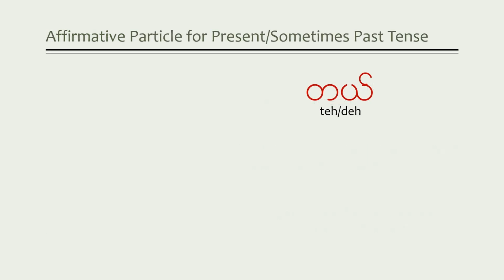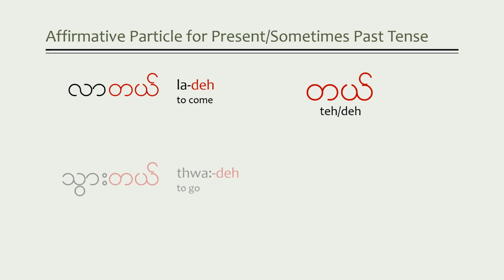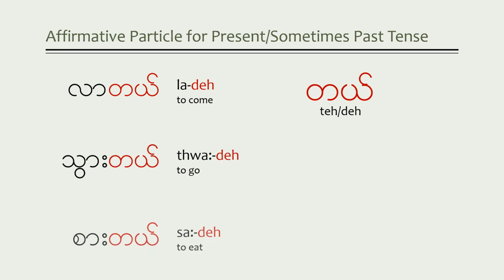So in my lesson on the affirmative particle, you learned that verbs are not conjugated in the way they are in many languages, including English. The root verb form always stays the same. Verb tense is achieved with the use of small word particles attached to the verb. You'll recall that this particle, the affirmative particle, te or de, is added to words like to come, to go, to eat, all of them verbs.